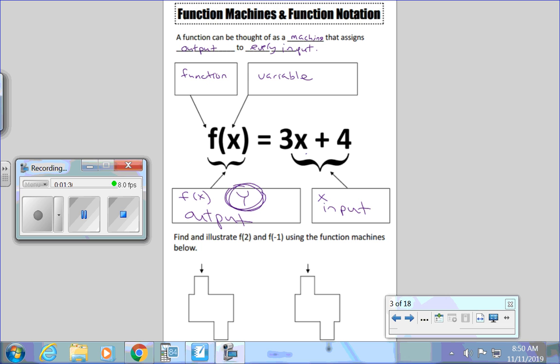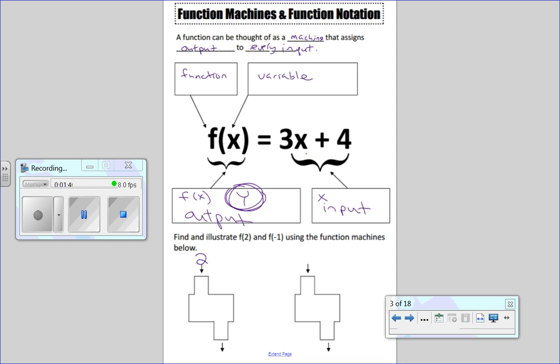I'm staying on this slide. It says, find and illustrate f of 2 using the function machine. So basically, we're going to be putting a 2 in the function, and we're going to be calculating 3 times 2 plus 4. Do you see how I placed a 2 in for x? What would that answer be? 10. There you go. So the 2 was called the input, 10 was called the output, 2 is the x value, 10 is the y value.